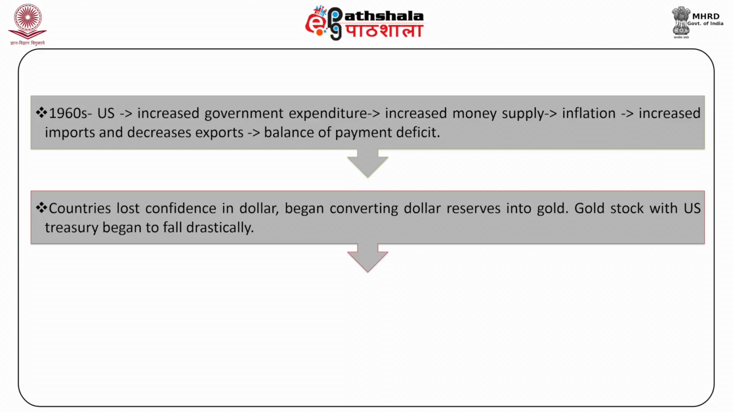Collapse of fixed exchange rate system. During 1960s, US undertook the welfare programs. The increased government expenditure was financed by increasing the domestic money supply, which led to inflation. With increased money supply, people started spending more. Consequently, the demand for imports increased while exports became uncompetitive due to the increased prices of the US goods. Thus, US balance of payment swung into deficit.